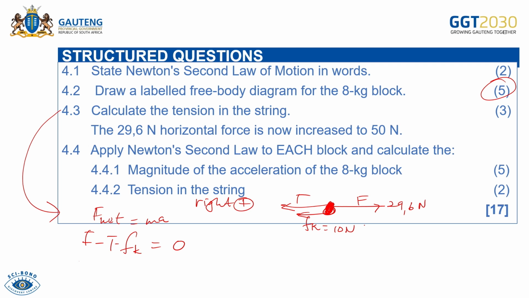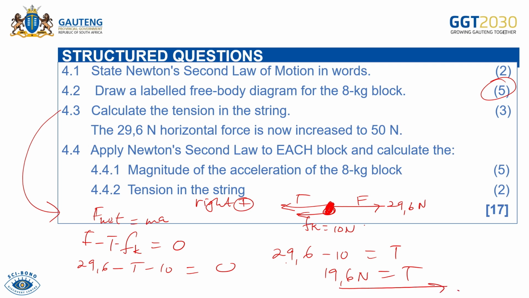So F is 29.6 minus T minus 10 equals to 0. So what I can do here, I'm having 29.6 minus 10 equals to T. I'm transposing T. You can see my T there is negative. Ne? So what is 29.6 minus 10? I'm getting 19.6. So tension is going to be what? 19.6 what? Newtons. So that is the tension.